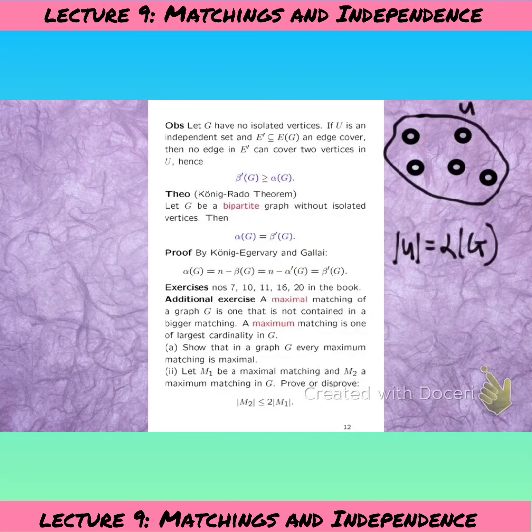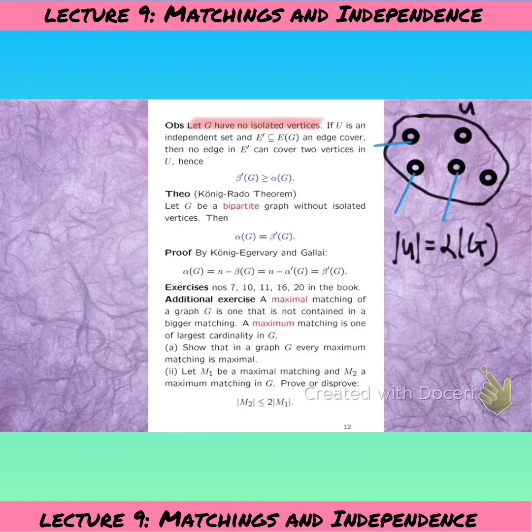Okay, so just an observation. If G is a graph with no isolated vertices, and I take an independent set U that has cardinality equal to the independence number of G, right? And if I take an edge cover of cardinality beta prime of G. Now, what does an edge cover do? It's a set of edges that covers all the vertices, right? So all the vertices in U are going to be covered, at the very least. But you cannot have an edge covering two of them because U is an independent set.